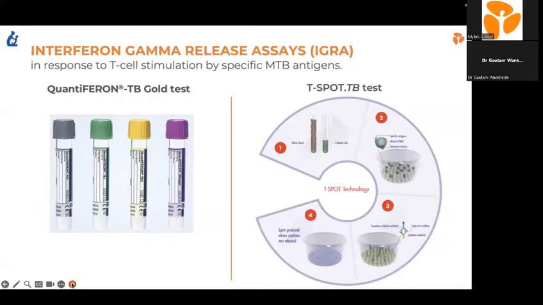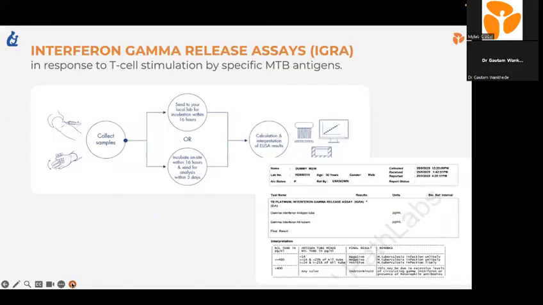So currently there are two well-established assays. One of them is by the name of QuantiFERON Gold. The other one is by the name of TB spot test. What we do in this, we collect blood. As you can see, we collect peripheral blood.